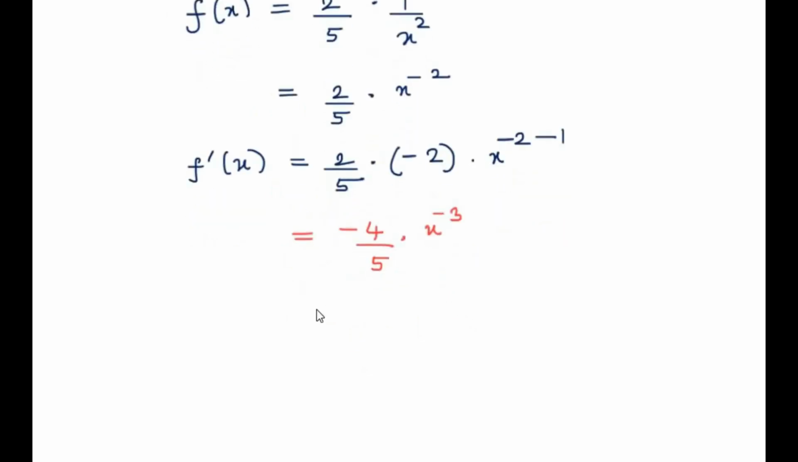So 2 times negative 2 is negative 4 over 5 times x to the power of, we get it as negative 3. Now let us again change this negative power into a positive power. So we are going to write it as negative 4 over 5 times 1 over x to the power of 3. So we again reciprocated it. So you can see the sign of the power has changed. Negative power has become positive power. So this is the differentiation of f of x.